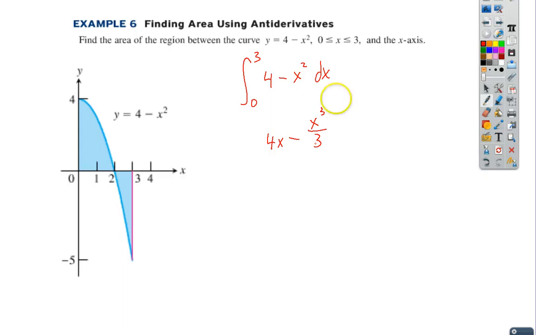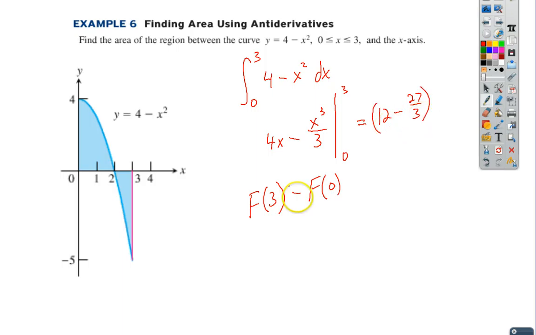And it said that if I evaluate it from 0 to 3, that is, if I find big F of 3 minus big F of 0, that's what this is saying up here. So what does that equal? Well, I plug 3 in, and I get 12 minus 27 over 3. And then I subtract f of 0, well, that's 0. Plug 0 in both of those. 12 minus 27 over 3 is 12 minus 9. It's equal to 3.